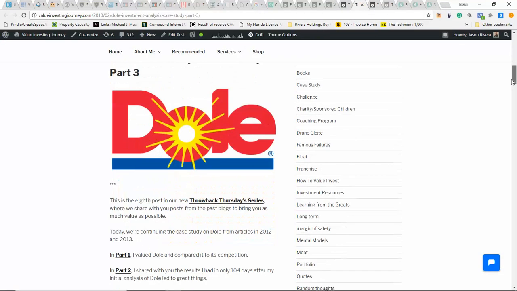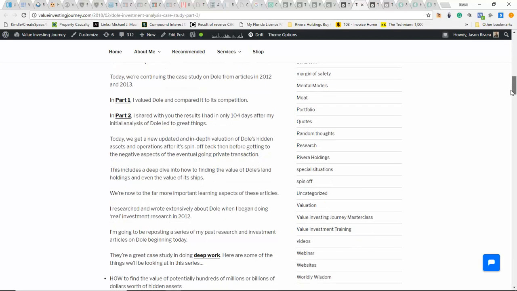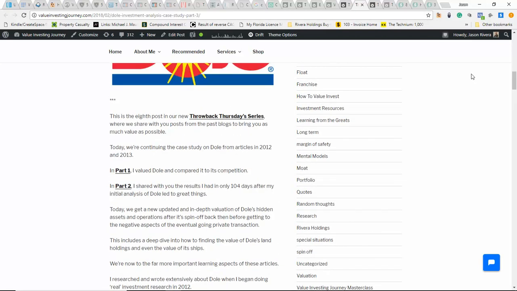Okay, so here, one of the main reasons I wanted to do this video, is the hidden assets. Yes, I wanted to show you how to find these kinds of hidden assets.